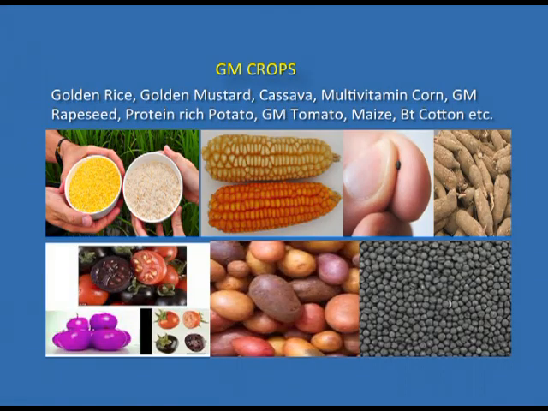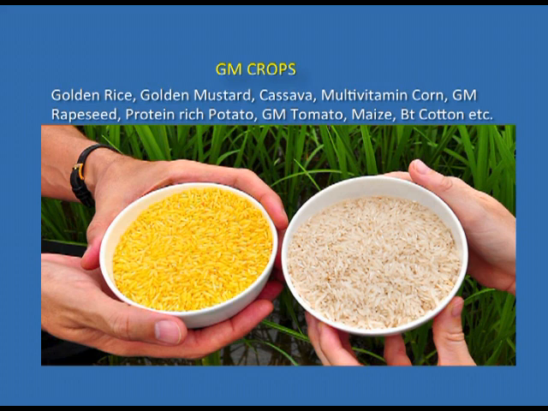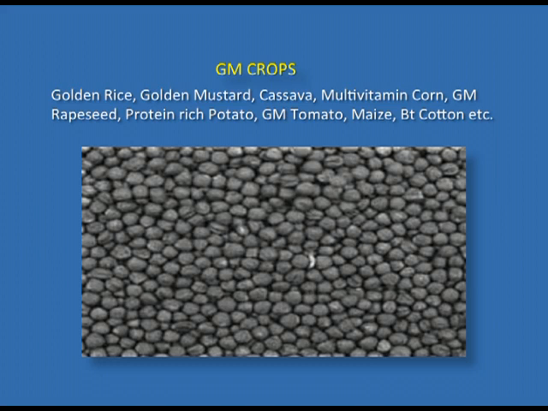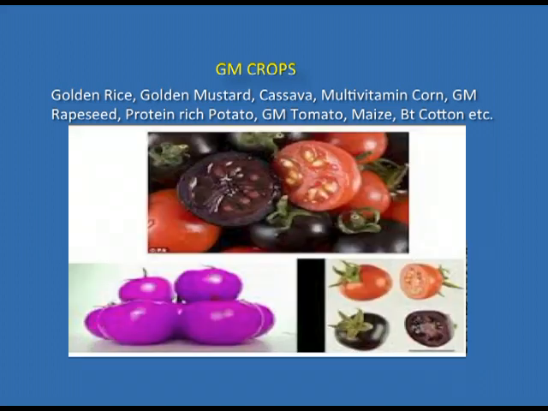Now, transgenic is a science of intentionally introducing a foreign gene or genetic element into the genome of a target organism, which creates transgenic animals, plants, bacteria and viruses. Now, first we will see genetically engineered crops. These are famously called GM crops. The popular ones that we can see now in the market are golden rice, golden mustard, cassava, multivitamin corn, GM rapeseed, protein rich potato, GM potato, maize, BT cotton, etc.